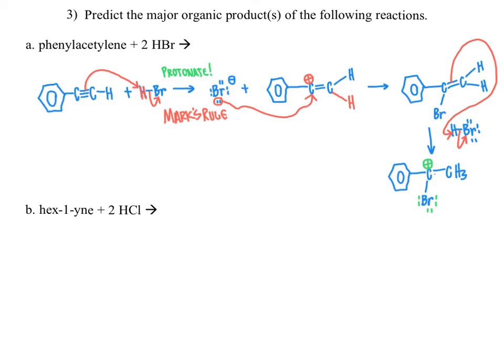stabilize this intermediate. I'm not going to show that here because our main goal is just to predict the major organic product, so I'm trying to cut to the chase as efficiently as possible, but I wanted to make sure you're aware of that in case you're ever asked to give a mechanism and show how the intermediate is stabilized by resonance. So now at this point, we have our carbocation.